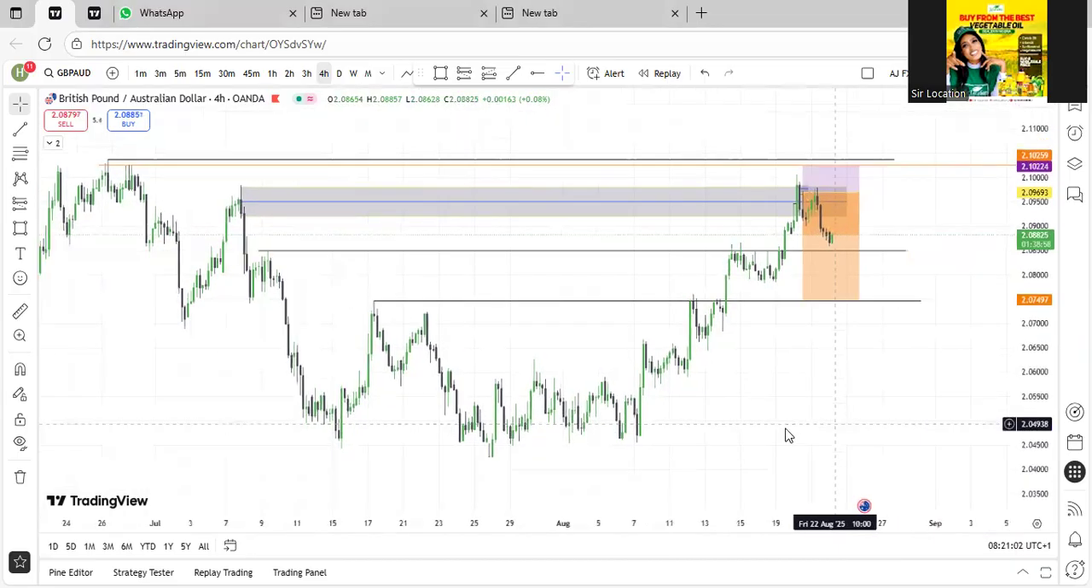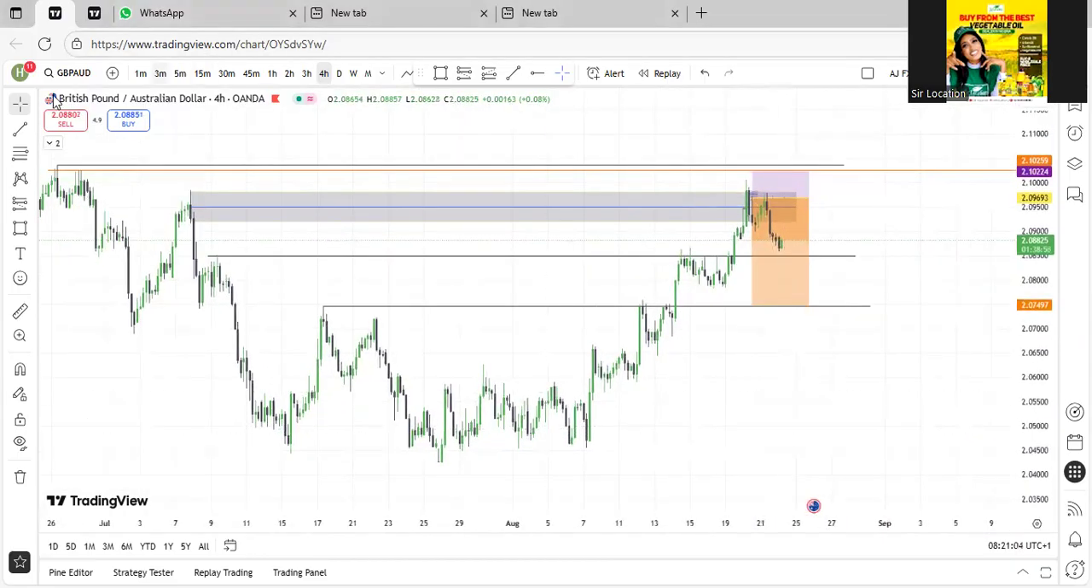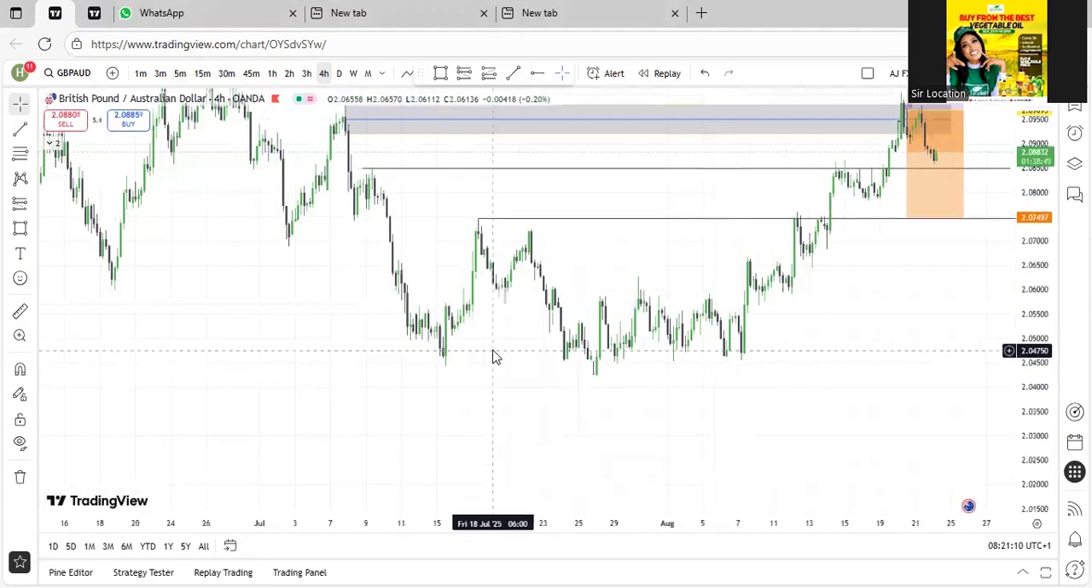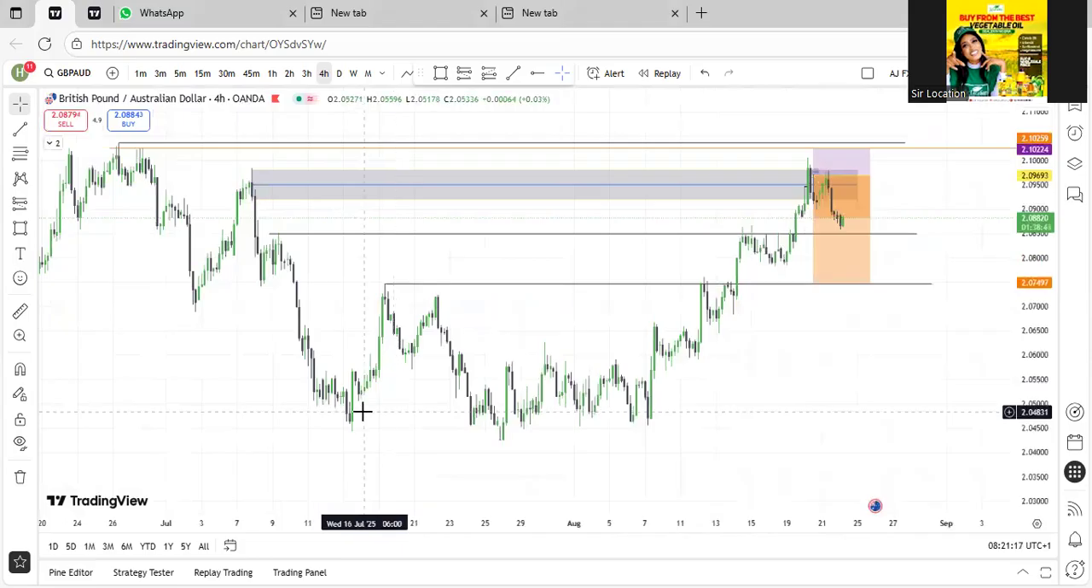So this is a 4 hours time frame and this is GBP AUD. This week was very, very hard for us in terms of getting a setup because of the kind of strategy that we are trading. But anyhow, even if it's one trade a week, it's very, very nice.